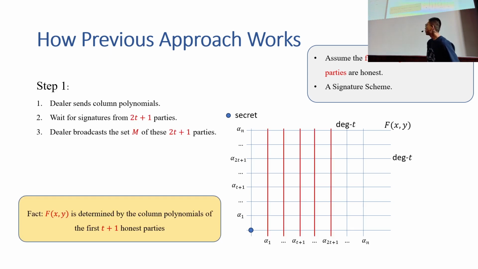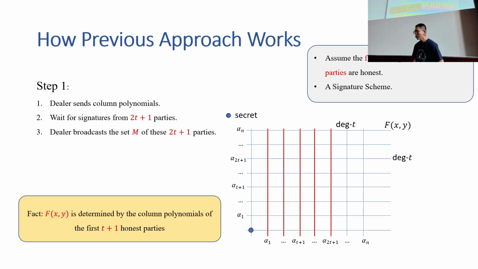So in the first step, the dealer will send column polynomials to all the parties. And let's now, just for simplicity, assume that there is a signature scheme. Of course, in the information-theoretic setting, we don't really have a signature scheme, but let's just assume this one. So in the beginning, the dealer sends column polynomials to all the parties, and once the party receives his column polynomial, he will sign his column polynomial and send the signature back to the dealer. And now the dealer's job is to wait for 2T+1 parties signing their column polynomials.